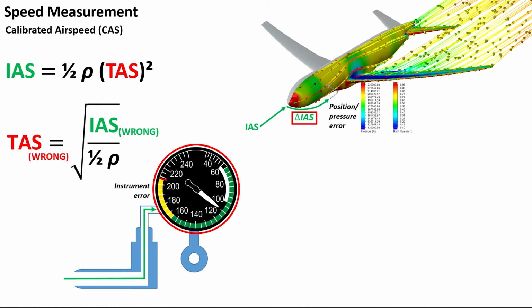Okay, so here, as you can see, that wrong indication is wrong because of two issues: because of the position or pressure error, and because of the imperfection of the instrument itself. And so when we do those corrections, when we correct for position and instrument error, we obtain the real value that you are supposed to obtain, and this is called CAS, calibrated airspeed.